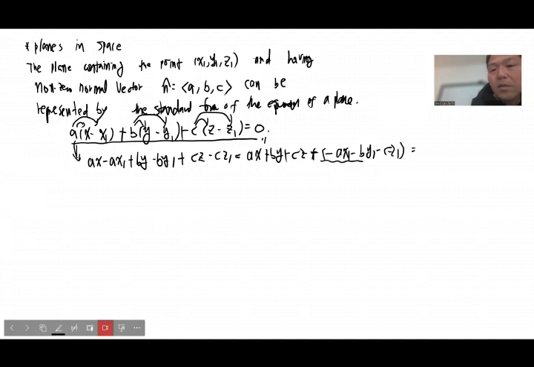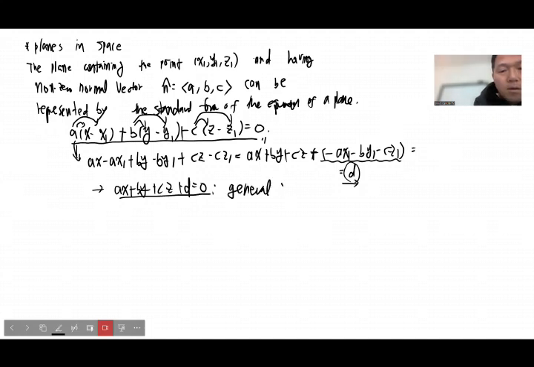And the bracket could be replaced with the constant parameter D. So in this case, this equation could be expressed as Ax plus By plus Cz plus D equals 0. That is called the general form of the plane. Okay.